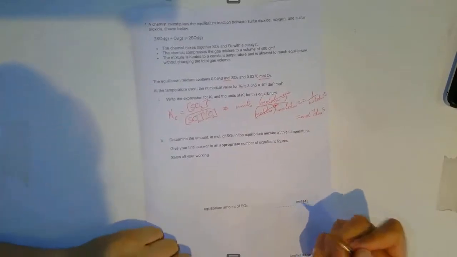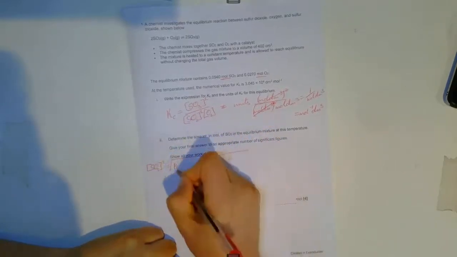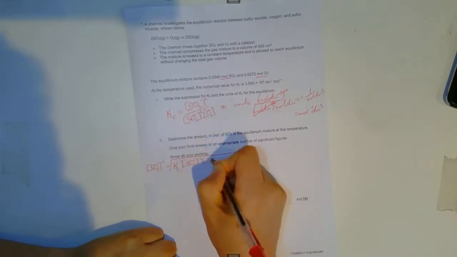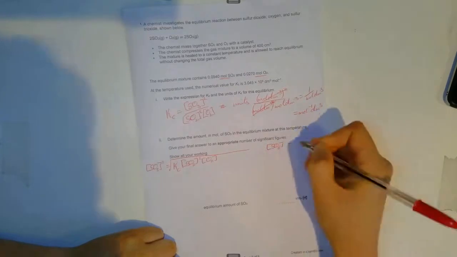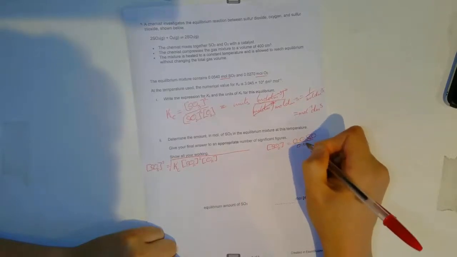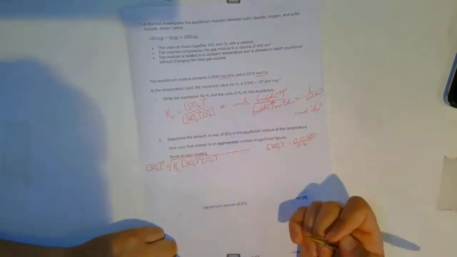Now, they have been slightly sneaky here. Do note that these are moles, not concentrations, so we'll have to bear that in mind when we come to do our calculation. But fundamentally, we're going to rearrange this so we get that sulfur trioxide is equal to the square root of Kc times by the concentration of SO2 squared, concentration of O2. So our concentration of SO2 is 0.054 divided by 0.4. The reason that it's 0.4 is that our volume is 400 centimeters cubed, so that's 0.4 decimeters cubed.